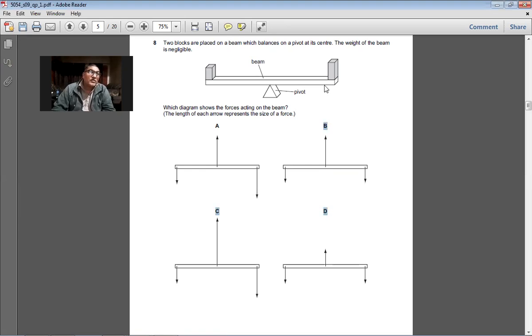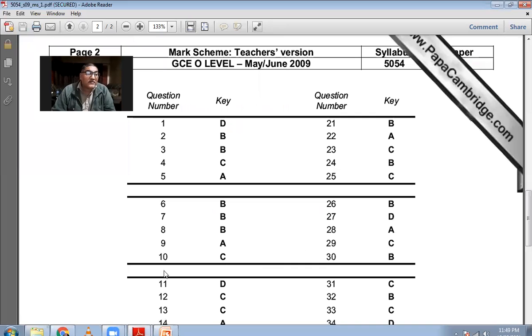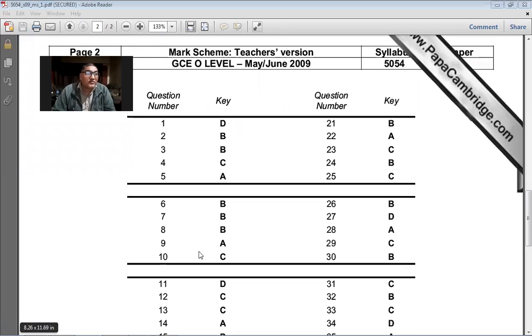So B looks the best option, sir. B looks like the best option because if I add this and this, it will be equal to this force which is acting on the pivot. And here this is not in balance, because this force is larger. So I think B is the best option, sir. Question number 8, B is the right option.